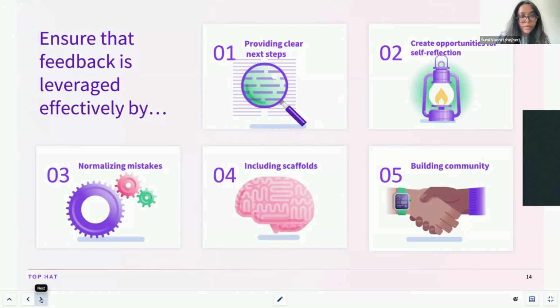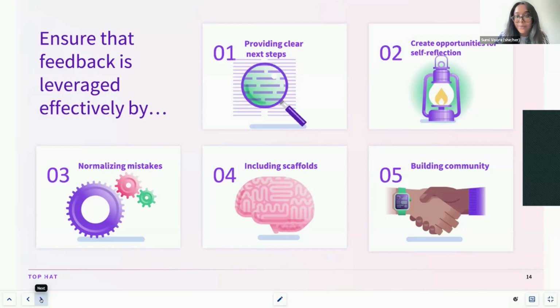Number 3, and a particularly powerful strategy, is reframe feedback as an opportunity to normalize making mistakes. This is an important opportunity to remind students that assessments are not tools nor judgments.